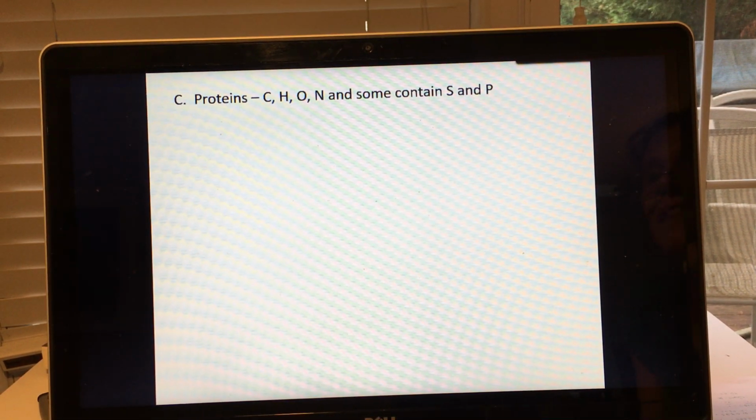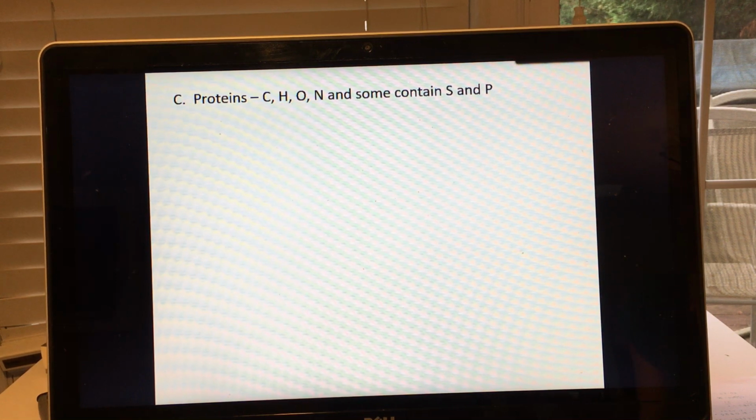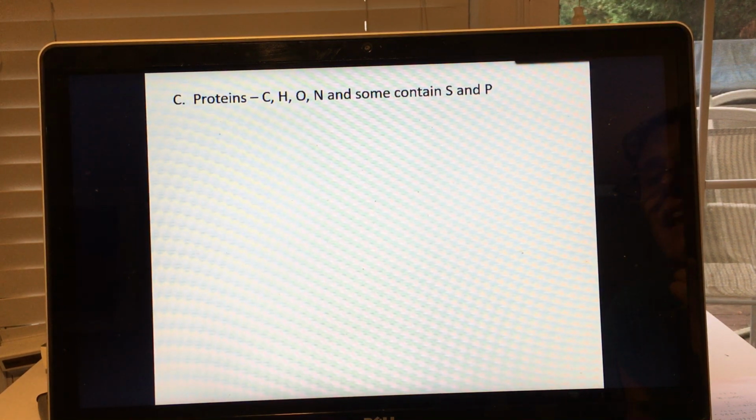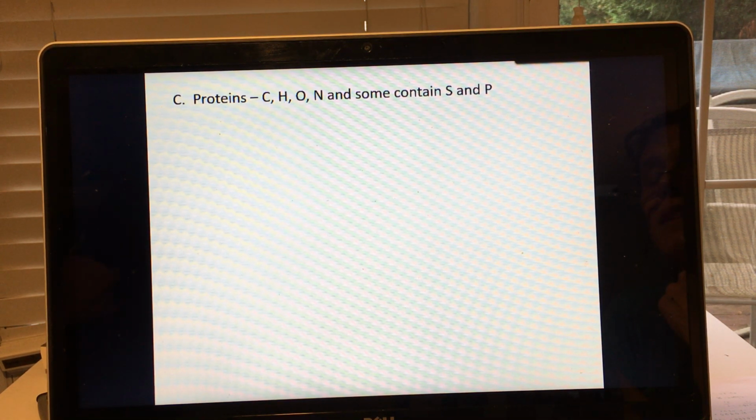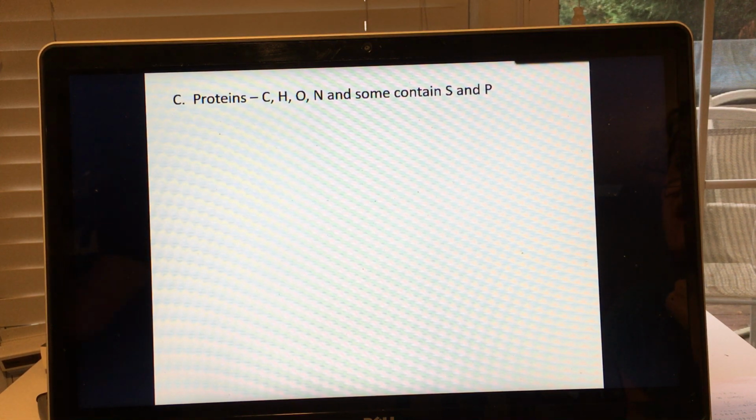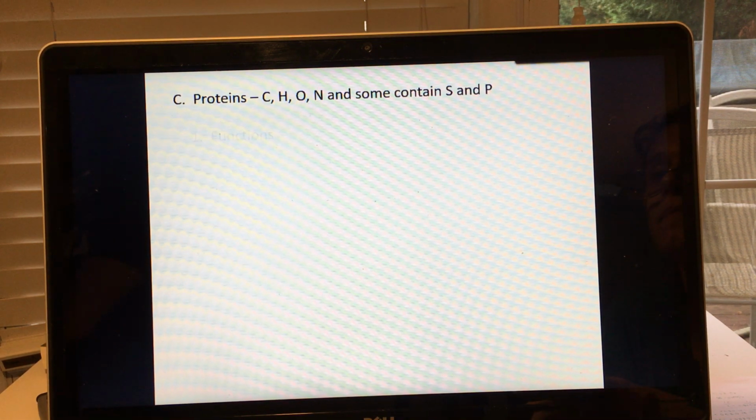This video is going to be about the structure of proteins. So proteins are made up of the elements carbon, hydrogen, oxygen, and nitrogen. So this is the new element that we did not see with carbohydrates or lipids. And some contain sulfur and phosphorus.